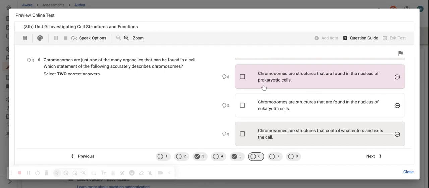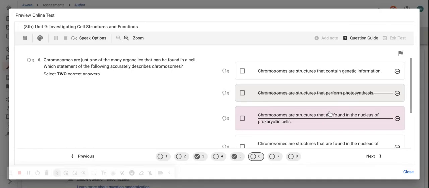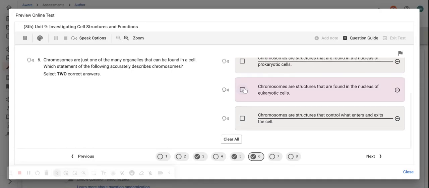So these are pretty much the same, but one of them says prokaryotic and the other one says eukaryotic. So remember, if it is prokaryotic, then it does not have a nucleus. So we can cross that one off. And that leaves us with just 2 answer choices, which are the ones that we are looking for.